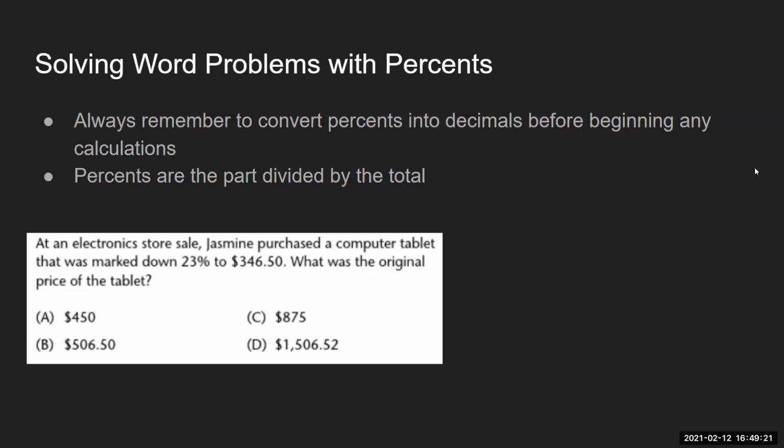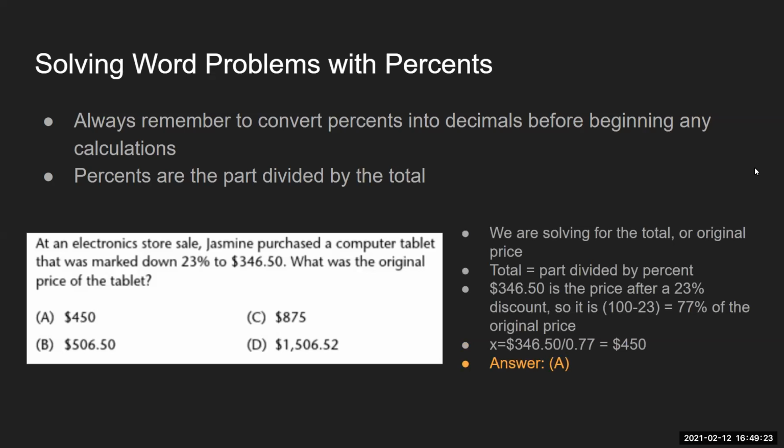So we want to start by looking at what we're solving for. So we were looking for the original price of the tablet. That's our X. So think of that, that's our total. So if we know that the percents are the part divided by the total, we can do some algebra. We can find out that the total is the part divided by the percent. So we're looking for the total. We have the part. The part is the $346.50. That's the part. That's what we paid out of the original.